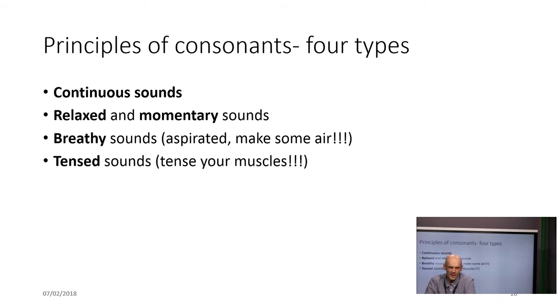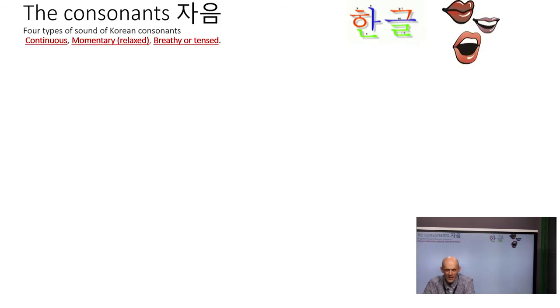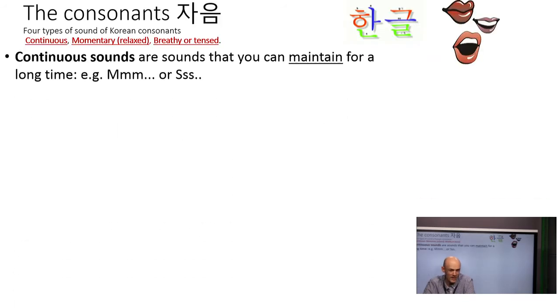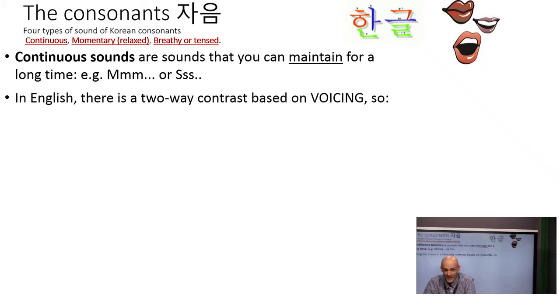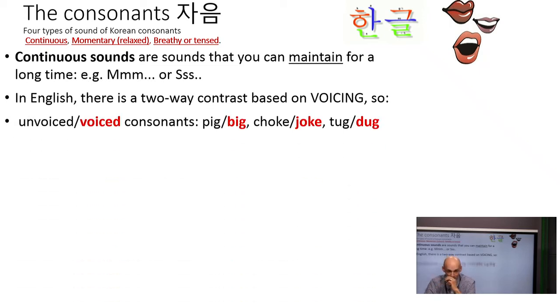So basically there are 4 types of consonant in Korean that we're going to be looking at: continuous sounds, relaxed and momentary sounds, breathy sounds and tense sounds. Let's have a look at some ideas behind these. When we say continuous sounds, we're referring to sounds that you can maintain for a continuous period of time.